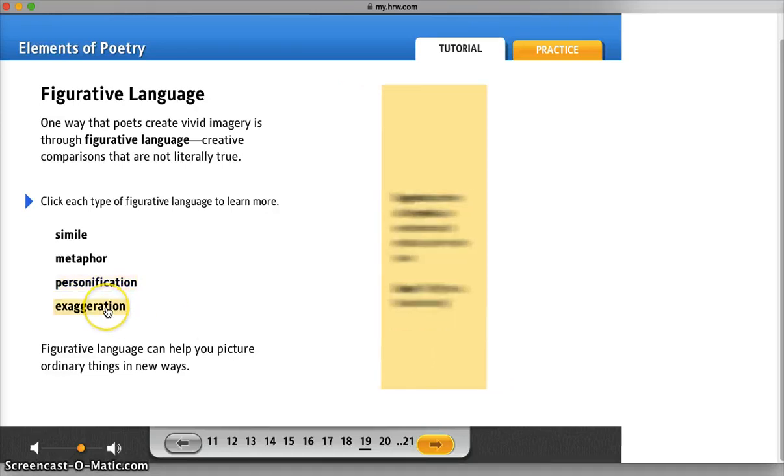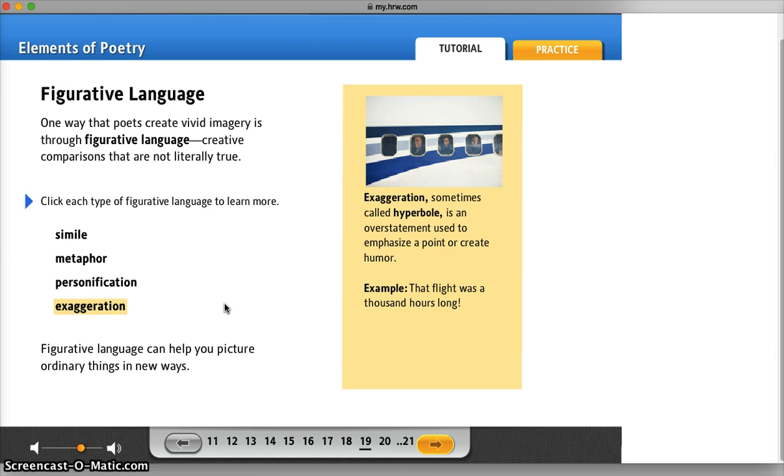The last type of figurative language we're going to focus on in this unit, here they're saying exaggeration, but this is the word we use. We're going to be calling it a hyperbole. It looks like hyperbole, but it's pronounced hyperbole. A hyperbole is an exaggeration or an overstatement used to emphasize a point or can create humor as well. So the example says, that flight was 1,000 hours long. It wasn't really 1,000 hours, but it felt so long you really wanted to prove your point.